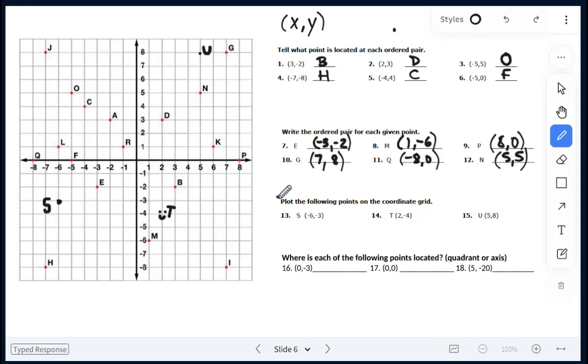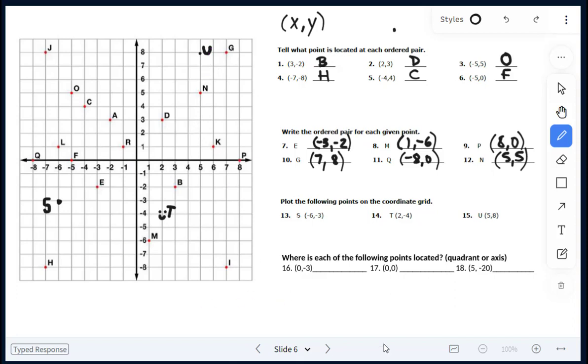All right, so the next question, 13, 14, and 15, was to plot the points on the coordinate grid. So negative 6, negative 3, there it is, point S. 2, negative 4, there's point T. And then 5, 8 is U, so 5 up to 8, there is point U.